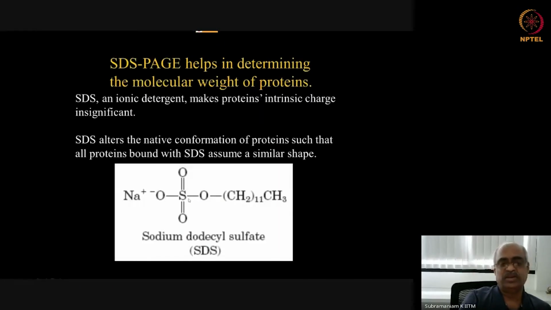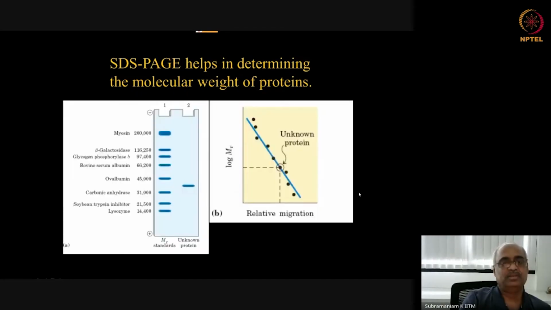So this is the sodium dodecyl sulfate. This structure is no threat to you because you already know free fatty acids, long aliphatic side chain. Instead of a carboxylic acid group, you have a sulfate group. Okay, so this is sodium dodecyl sulfate. So this is how the separation happens.